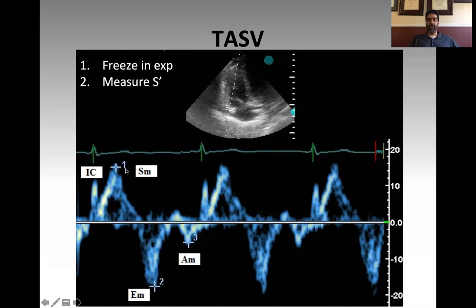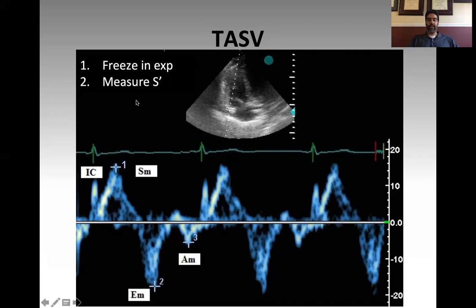So what we basically do is once we get this waveform, we freeze it. And like I mentioned before, any quantitative analysis should be done in expiration, because again, we're typically measuring things and we're looking to see how those things change over time. And we want to make sure, like with an intervention, that if we're measuring from pre-intervention to post-intervention, we're doing it in the same part of the respiratory cycle as possible, because there could be respiratory variation of all these quantitative indicators, including your TASV or your S prime.